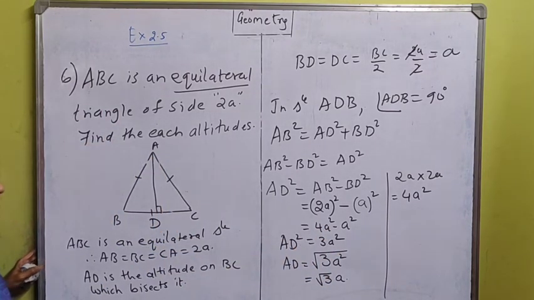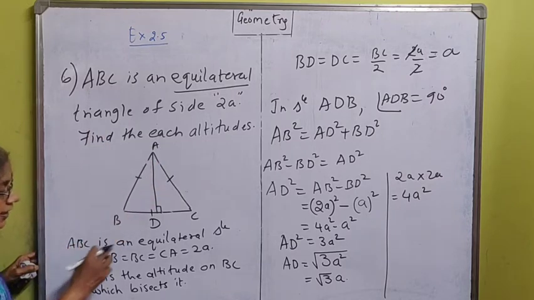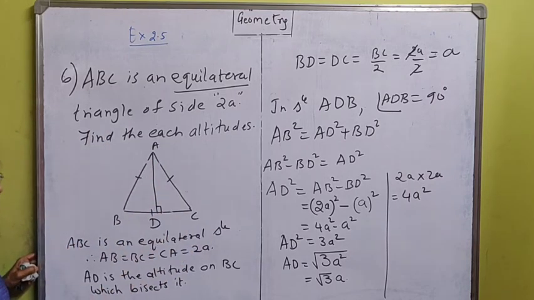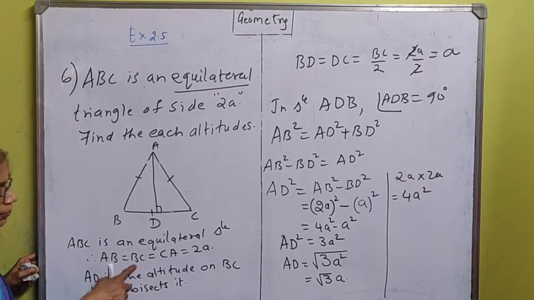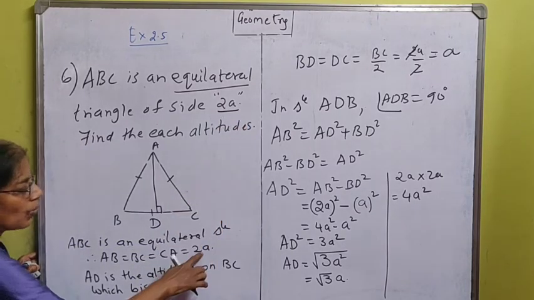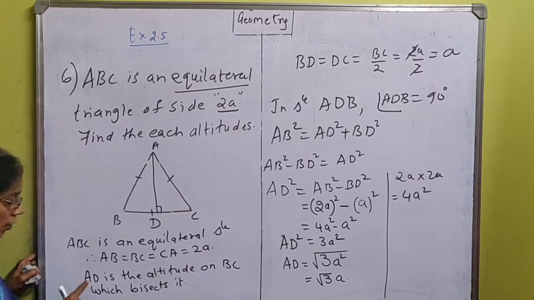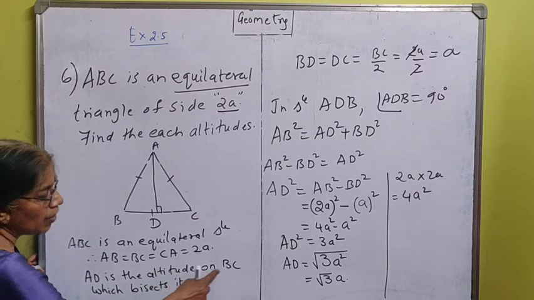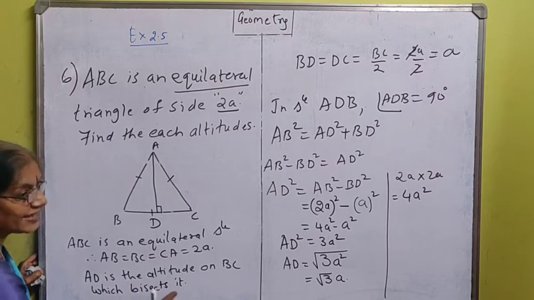Once again I will explain. What is ABC? It is an equilateral triangle. What does an equilateral triangle mean? All the sides are equal. AB is equal to BC is equal to CA. But it is given as 2A, so all the sides are 2A. We have to draw one altitude. Which altitude have we drawn? AD is the altitude on BC which bisects it.